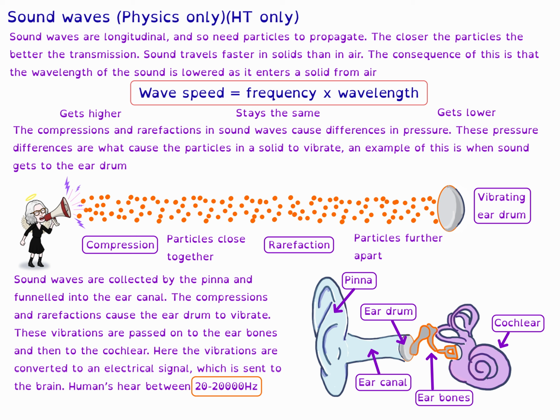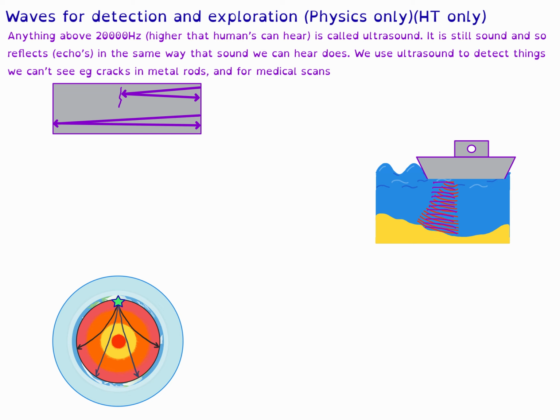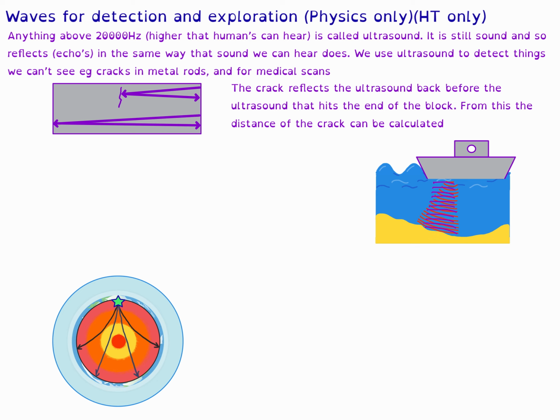Humans can hear between 20 and 20,000 Hertz. Anything above 20,000 Hertz, higher than humans can hear, is called ultrasound. It's still sound and so reflects, echoes in the same way that sound we can hear does. We use ultrasound to detect things that we can't see, for example, cracks in metal rods, and for medical scans. In this example, the crack reflects the ultrasound back before the ultrasound that hits the end of the block. From this information, the distance of the crack can be calculated.